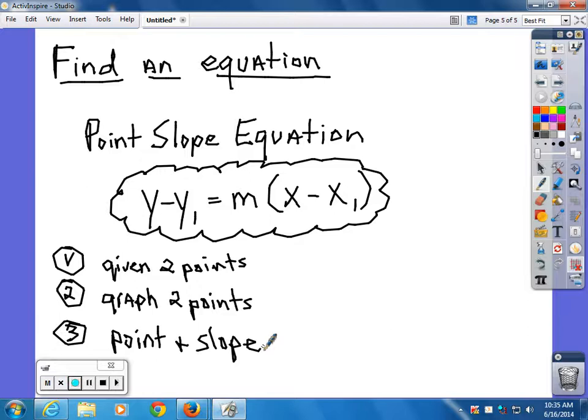Which one do you think is the easiest? Number 3. That's the easiest. The first two are the most challenging because you got another step. Number 3 is the one that is just plug and chug and simplify. For 1 and 2, if you're given a point or 2 points, what are we missing? Slope. So you got to calculate the slope. Then you got number 3 after you calculate the slope. So let's try one.